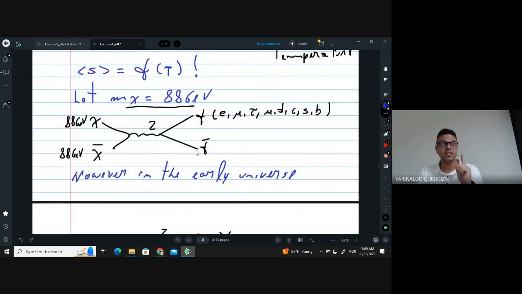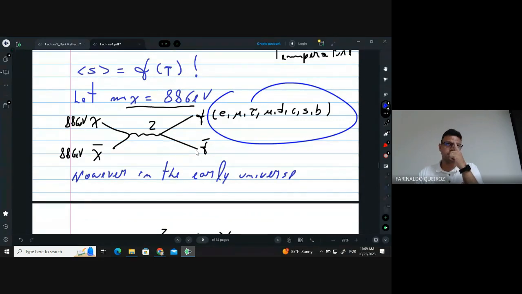Remember? 90 GeV. So this process happens? Happens, sure. I can annihilate into all these fermions, right? B is 4 GeV, S is 200 MeV, C is nearly 1 GeV, D is 4 MeV, U is 2 MeV, tau is 1.7 GeV, and the electron is half an MeV. So I can annihilate into all of them, right? I have enough rest energy to annihilate into all of them.